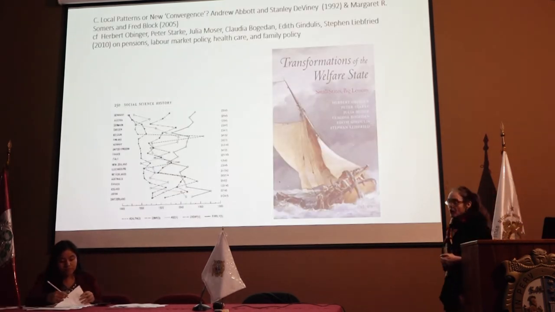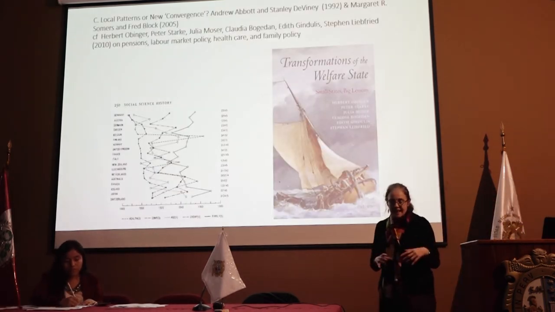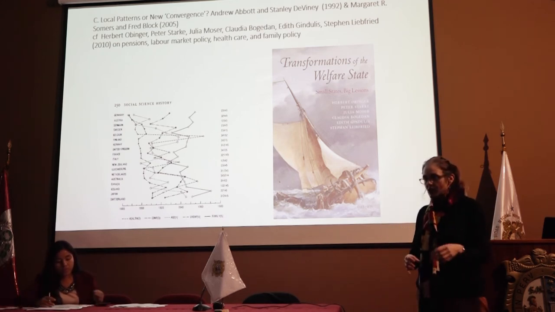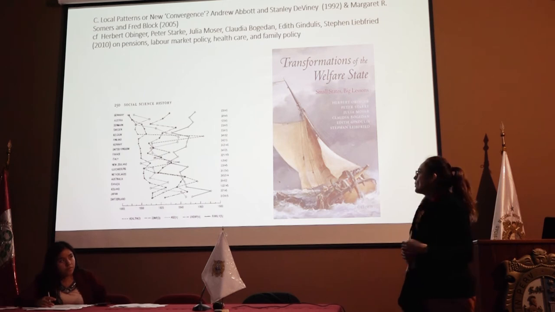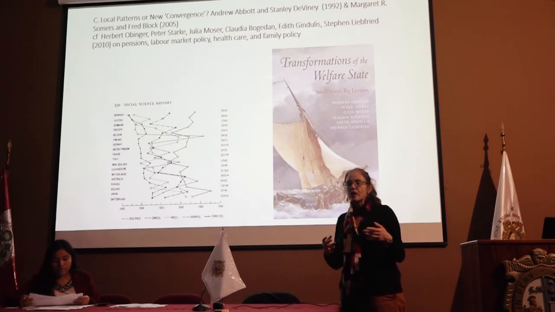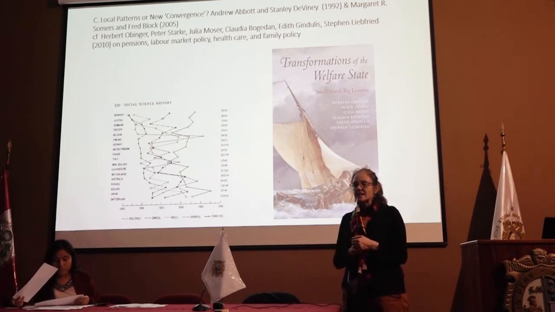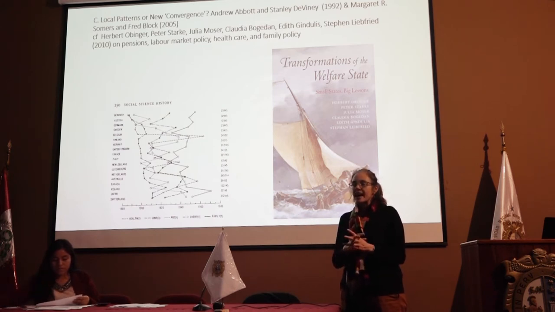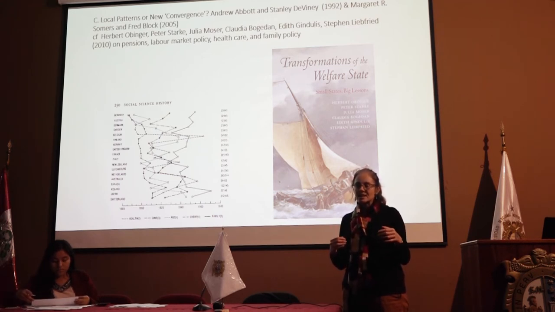So we have all these local patterns and the development of a whole range of welfare regimes, both in the north and the global south. But there's also, more recently, an attempt to have a new convergence, and that is an idea that the whole of the welfare has been affected by transnational factors. And what they're referring to here is neoliberalism.